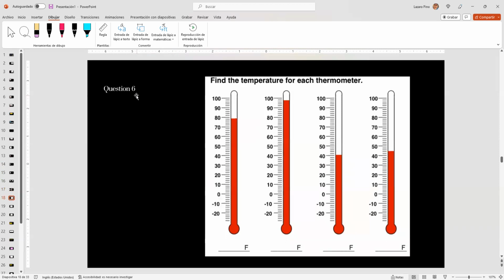Okay, this is question number 6. Here you have 4 thermometers and I want you to stop the video and calculate the temperature in each one. At the end, you will write everything in a page that is the one that you're going to report.